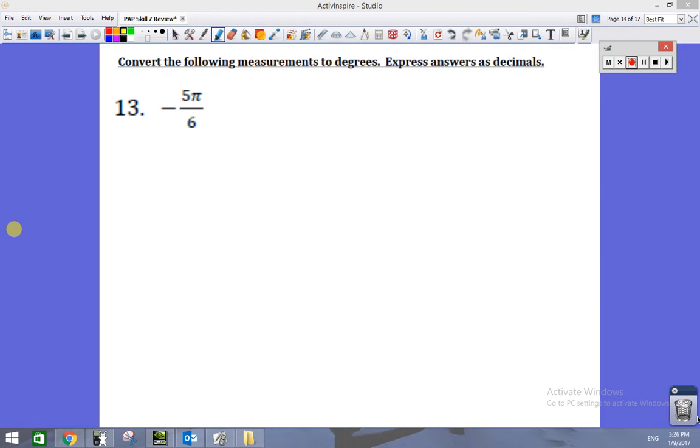Let's take a look. We're working on our review packet from Skill 7. For the next three problems, they're wanting us to convert an angle measure that's given to us in radian measure to degrees. The technique that we use to do this, I always think of it as multiplying by the number 1.